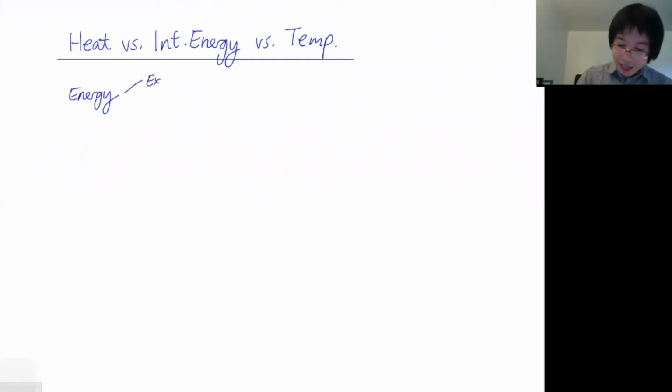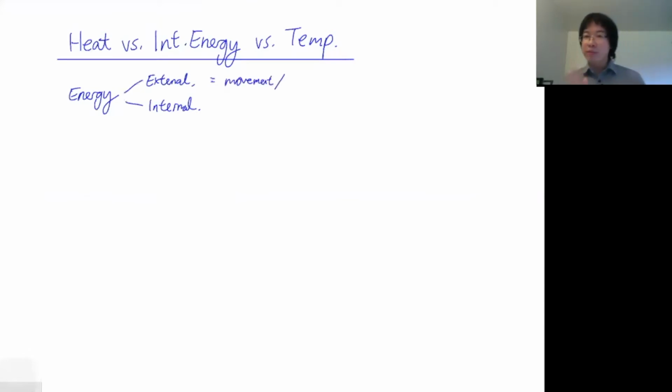Energy can be classified into external and internal. External means it has to do with movement, or it's under the influence of something. So these are the two types of energy. External is either due to some movement or due to the influence of a non-contact force.